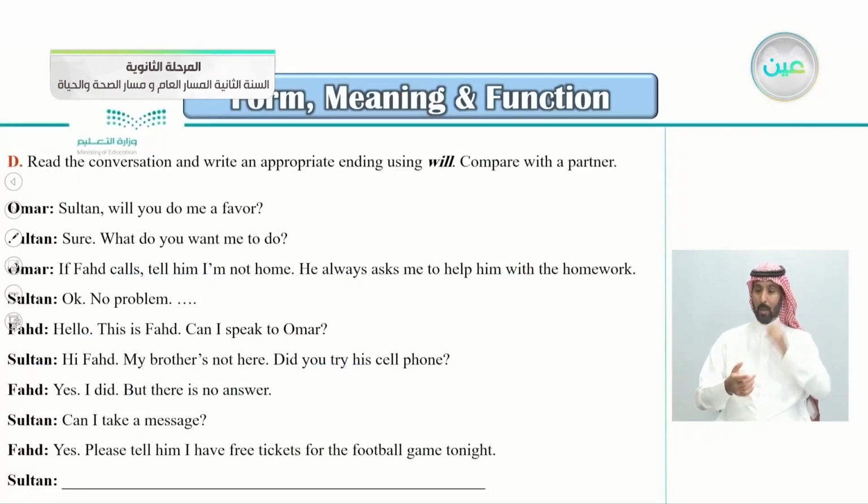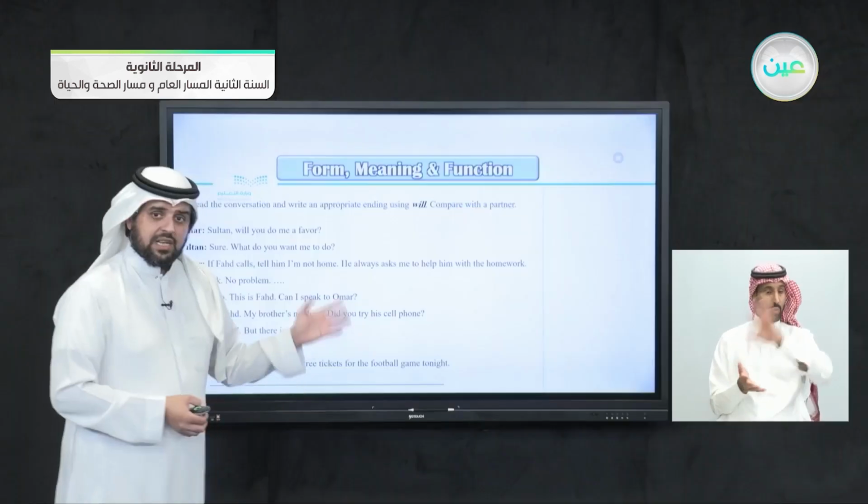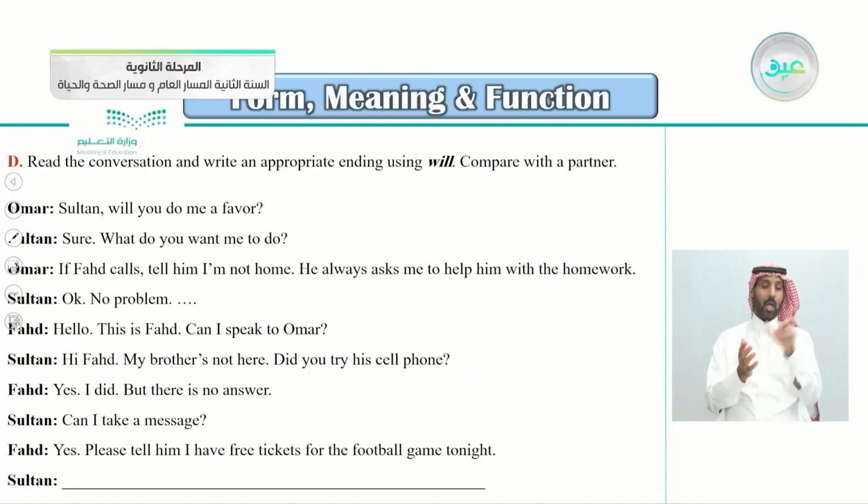Exercise D here: read the conversation and write an appropriate ending using will. Compare with a partner. So let's read the conversation between Umar and Sultan.